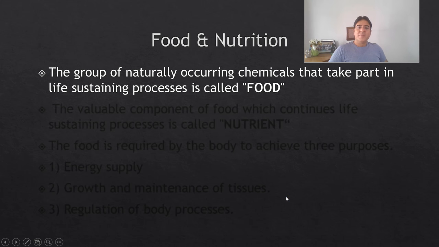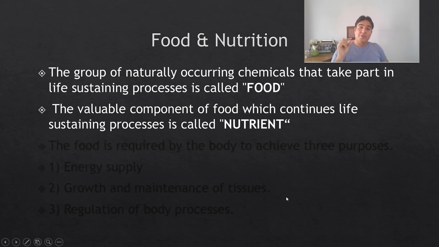They are called food, and the valuable component in the food, the part of the food that actually works for us, is called nutrient. So if you are drinking milk, the milk as a whole may not be life sustaining for us, but the components inside the milk are called nutrients, and they help us sustain life. The valuable component of food which continues the life-sustaining process is called nutrient.